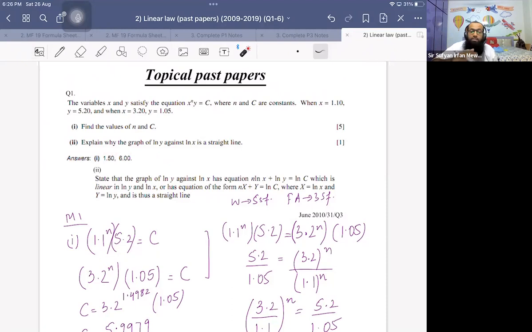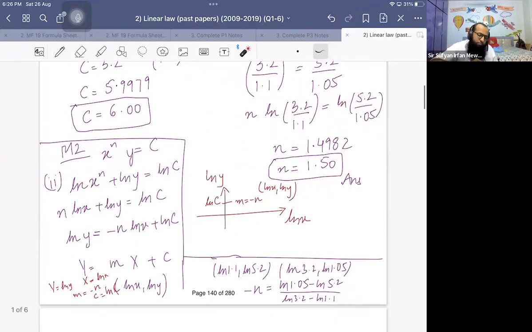So now it is time to convert the equation x to the power n times y equals c into the form y equals mx plus c. If we need to explain why the graph is a straight line, we need to convert this implicit equation into the form y equals mx plus c, and then show that ln y will be taken on the vertical axis and ln x on the horizontal axis, and if we plot, we'll get a linear graph. So this is what I've done.